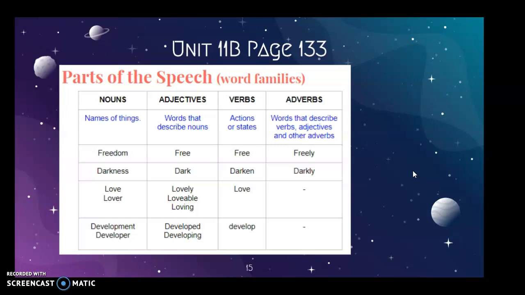So you know that we use nouns for the subjects and objects of a sentence. We use the adjectives to describe the nouns, the adverbs to describe the verbs, sorry, and the verbs that are the actions or states. So you know this topic already, and on page 133 you will have to complete another chart and then complete one exercise in which you have to change the words in bold to put the correct word in the sentence.